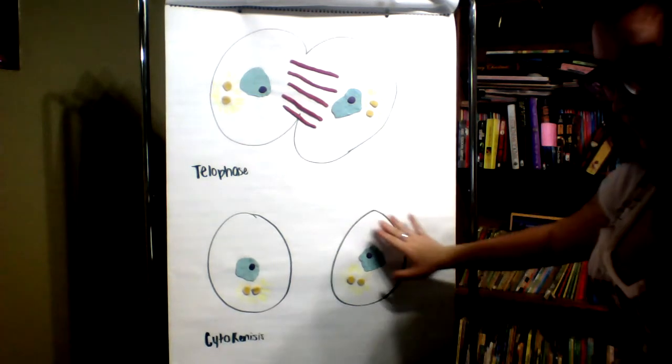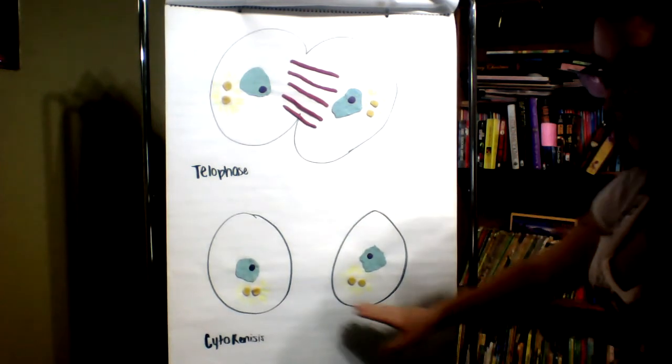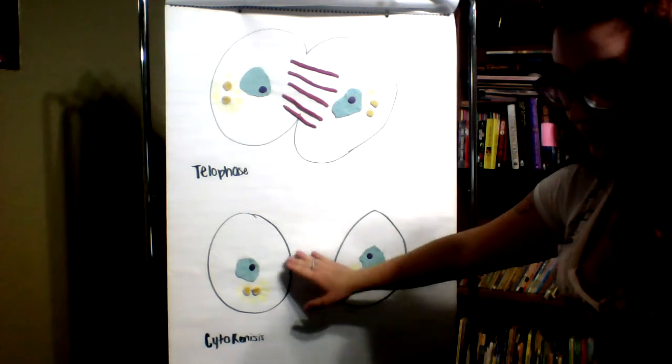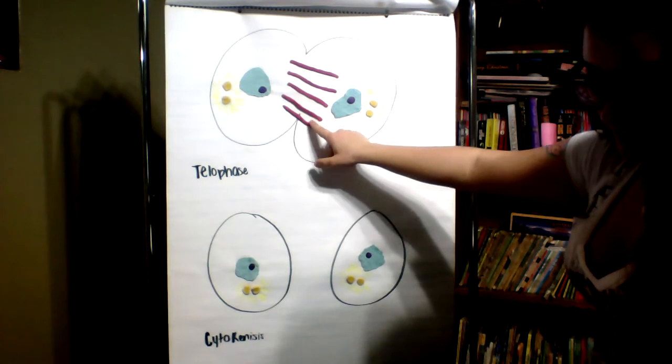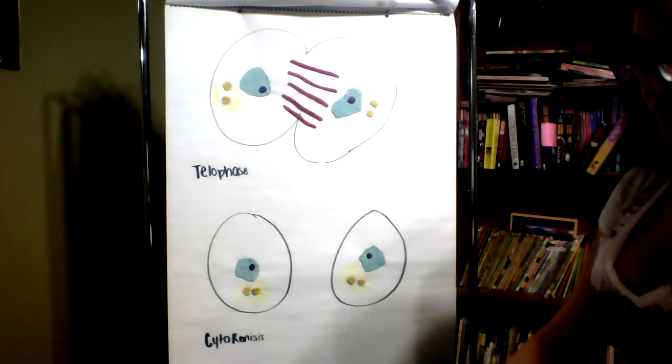Cytokinesis, down here, is the actual division of the cytoplasm into two daughter cells, and it begins with the formation of the cleavage furrow, which we discussed in telophase. Then this actually marks the end of cell division.